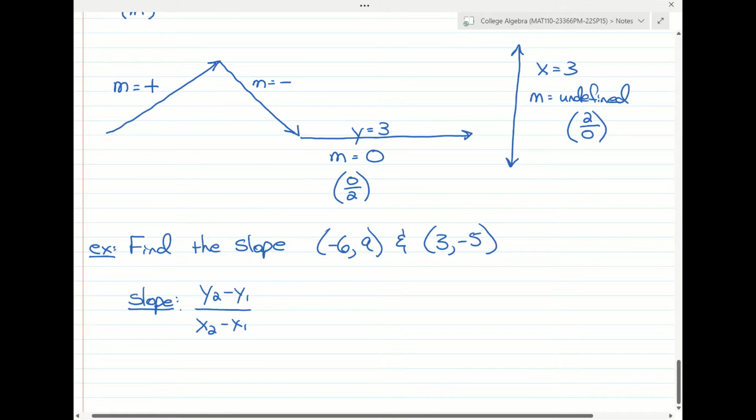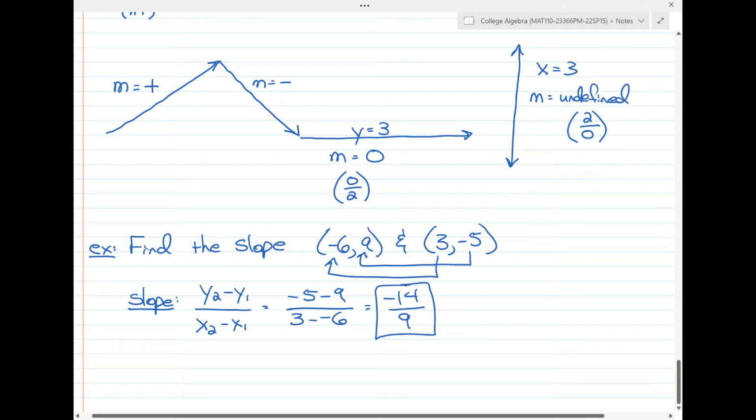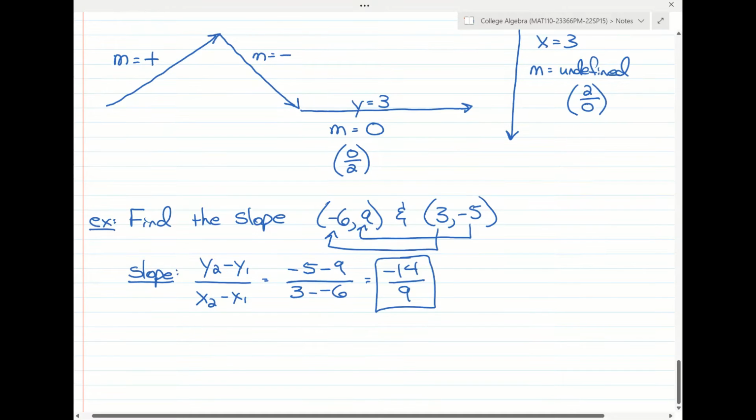Generally, what I do is I draw arrows to make sure I'm being consistent. So I'm going to do this y value minus this y value. -5 minus 9 over 3 minus -6. -5 minus 9 is -14. 3 minus -6 is just 9. That would be how we find slope between 2 points.